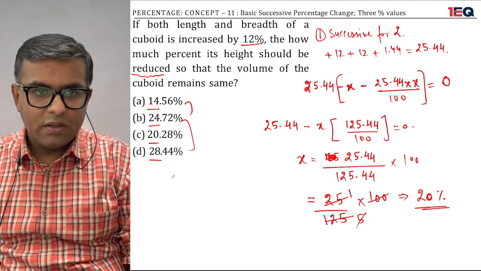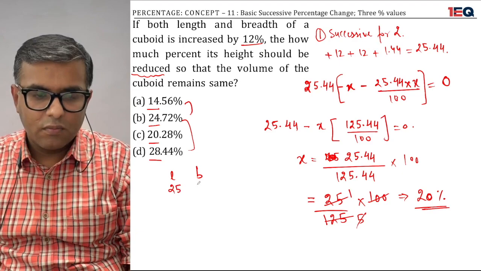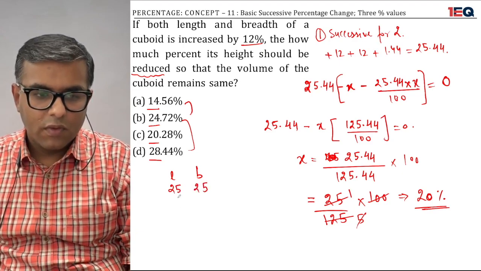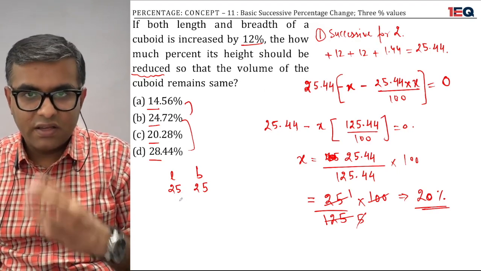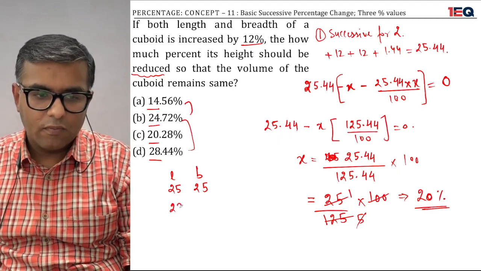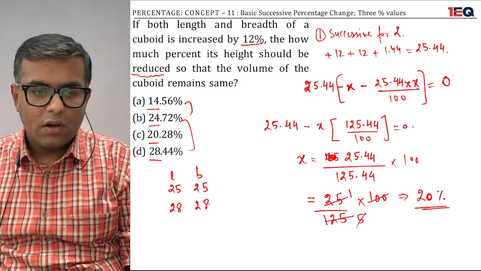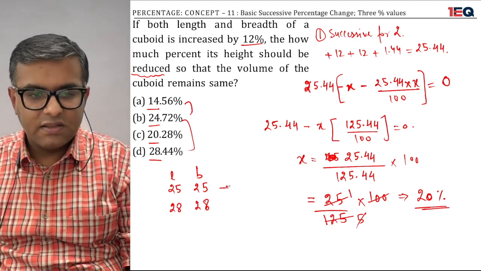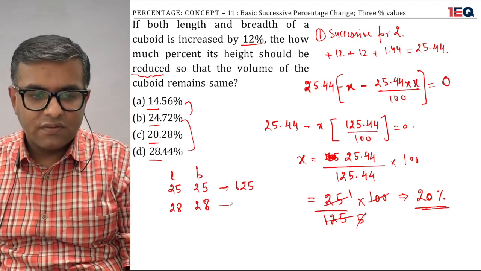I'm again assuming the length and the breadth to be 25 initially. Okay, and now there is an increase of 12%. The 12% of 25 is an increase of 3. So 25 plus 3 is 28. 25 plus 3 is again 28. Now, these things are getting multiplied. So 625 is the multiplication of these two.